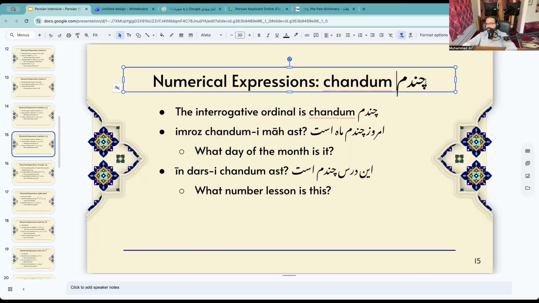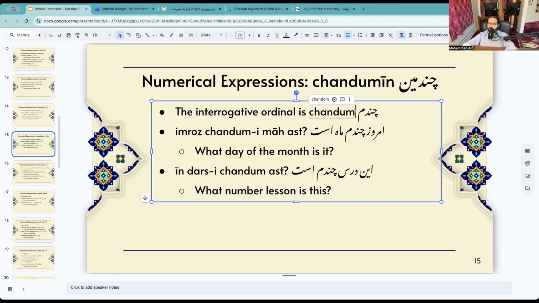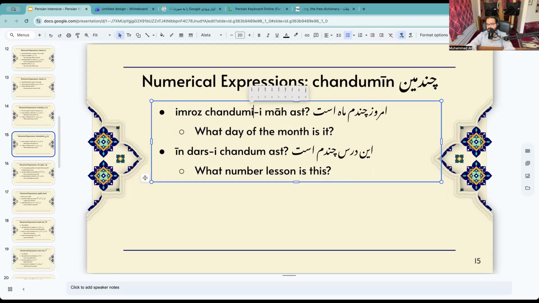I don't even know why it did that. Chandomin. Trying to get it to play nice here, but it won't. Yeah. Chandomin. If you ask chandom in, you have to give a chandomin answer.